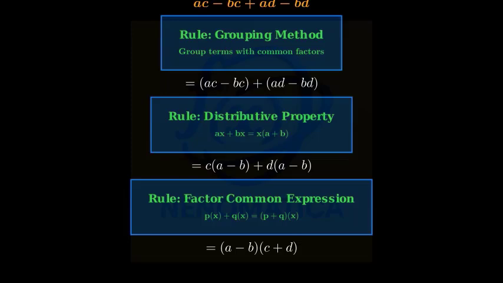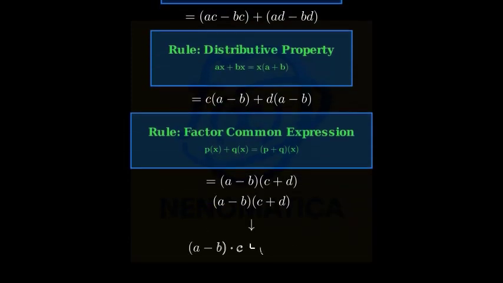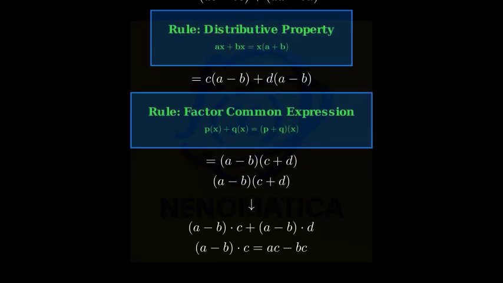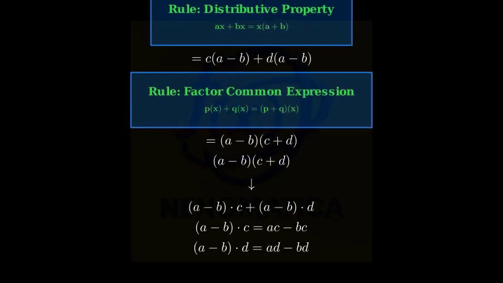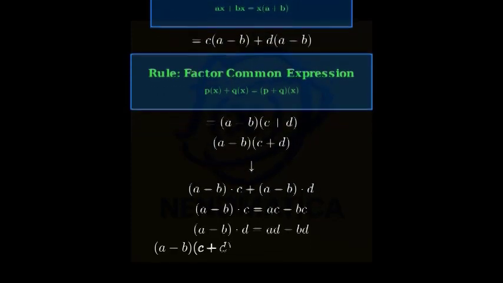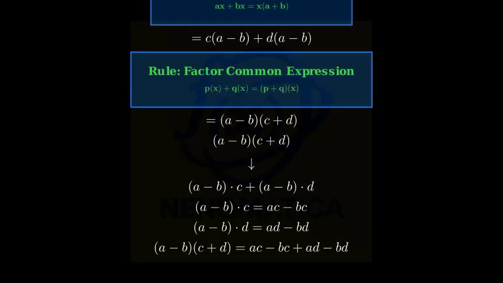Let's visualize how the distributive property works in this problem. The expression (A minus B) times (C plus D) means we distribute A minus B to each term inside the second parenthesis. When we distribute A minus B to C, we get AC minus BC. And when we distribute A minus B to D, we get AD minus BD. When we combine these results, we get back our original expression, AC minus BC plus AD minus BD.